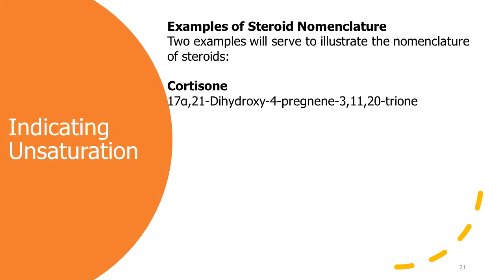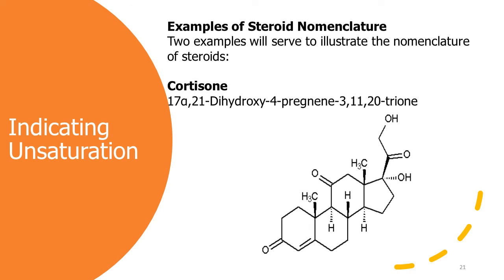We'll see two examples for the nomenclature. First, cortisone. It is 17 alpha, 21 dihydroxy pregn-4-ene-3,11,20-trione. At the 17 position, the hydroxy group is at the alpha position, hence 17 alpha is denoted there, and the 21 position is also having a hydroxy. Then there is a double bond between the 4 and 5 positions, indicating 4-ene, so it is written there. Then there are carbonyl groups at the 3, 11 and 20 positions, hence the name 17 alpha, 21 dihydroxy pregn-4-ene-3,11,20-trione.